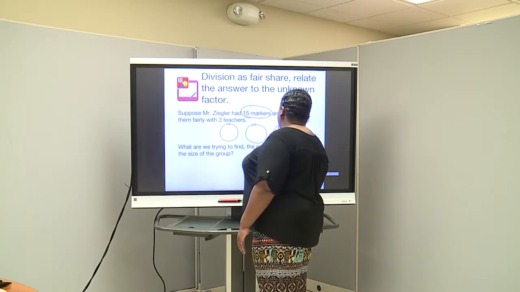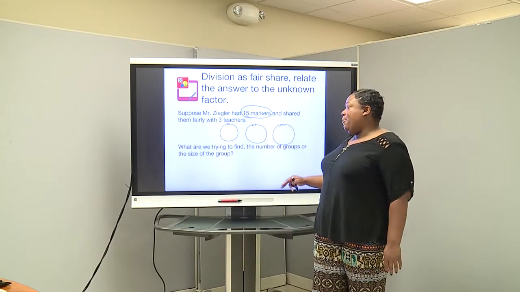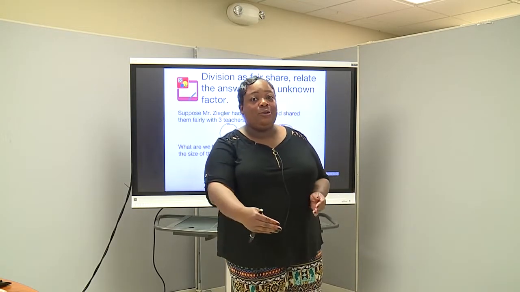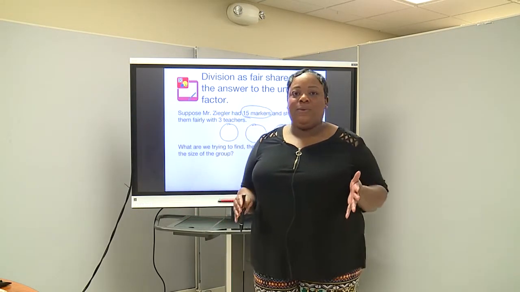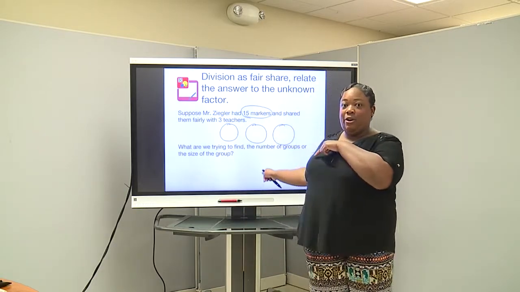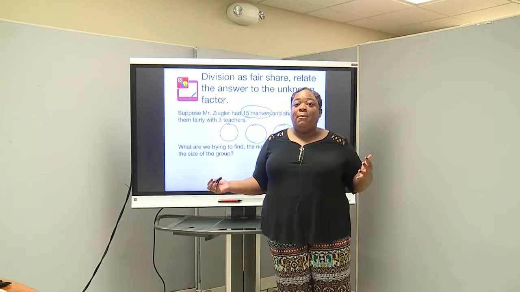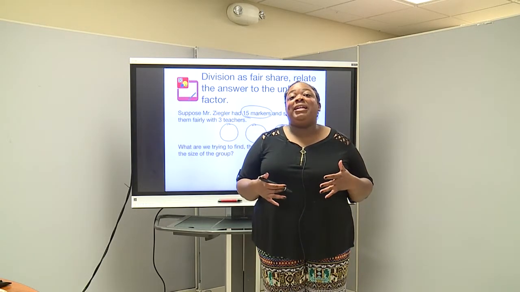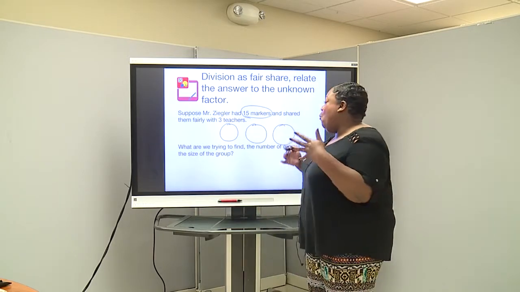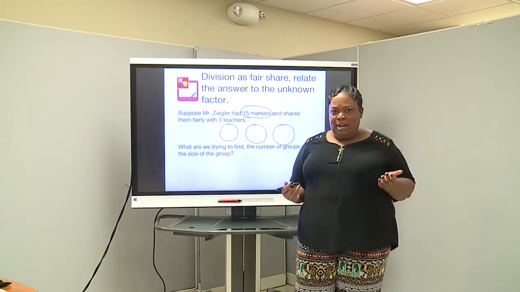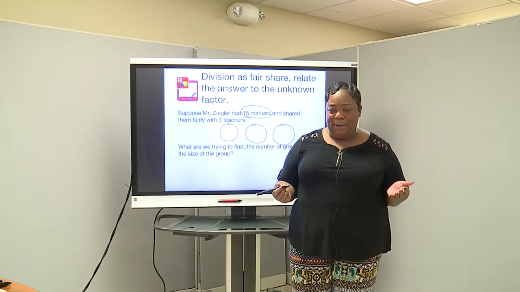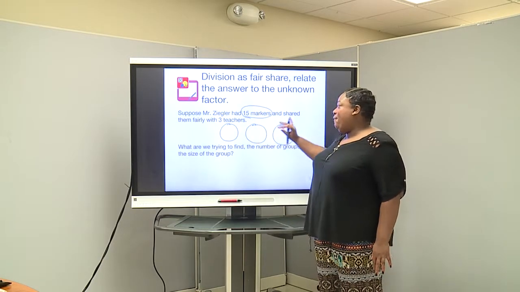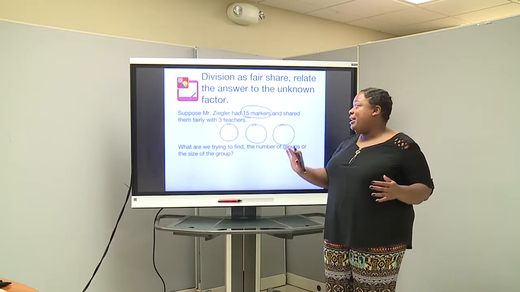And my question down here says, what are we trying to find? The number of groups or the size of the group? Think about our objective. Our objective said we were going to find the size of the group today. Now, that doesn't automatically mean that's what we're going to find, but that's what makes sense here, okay? Because we have 15 markers and we're dividing them among 3 people. The people are the groups. Now what we need to do is find out the size of the group, which in this case will be how many markers each teacher gets, okay? So let's look. I have Mr. Ziegler, myself, and our third teacher, and we want to divide 15 markers.